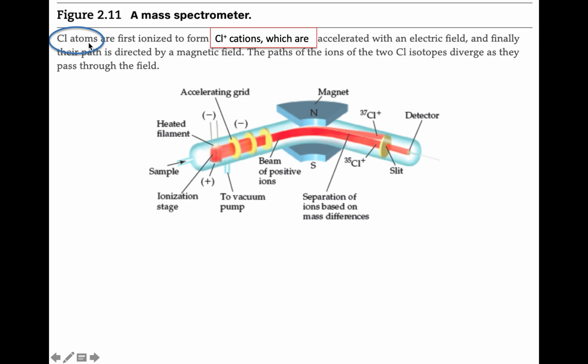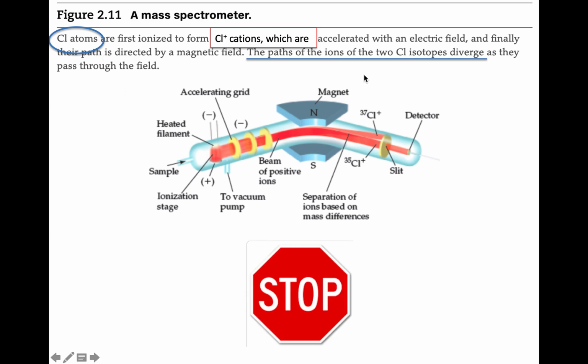You can do different samples. But this one's taking those particular atoms, and it finds that you have 2 different paths for those ions, which is indicative of 2 different isotopes, chlorine 35 and chlorine 37. Take a second, pause the video. Why do you think their paths are different? What is leading to them having different trajectories as they go through the mass spectrometer?